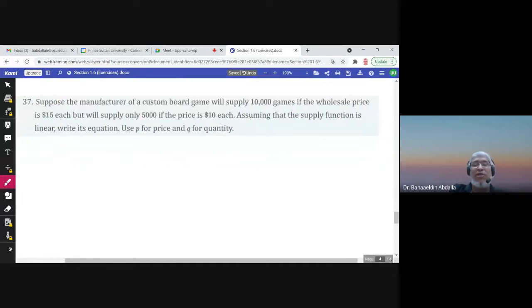Okay, suppose the manufacturer of a certain board game will supply 10,000 games if the wholesale price is $15. So he's talking about the supply function. And he is giving this number of units, X1. We can call it Q, quantity, so Q1. The quantity is called Q here, and the price is P, so this is Q1, and this is P1. So I have a point, Q1 and P1. Q1 is 10,000, and P1 is 15. This is for the supply function.